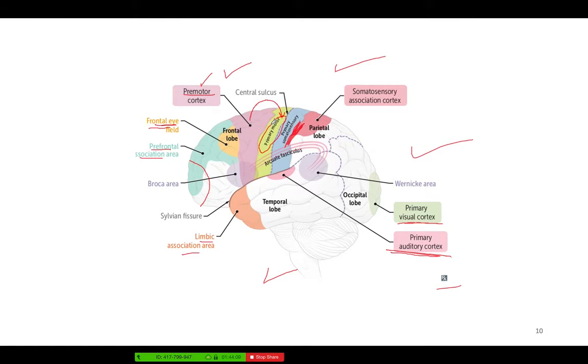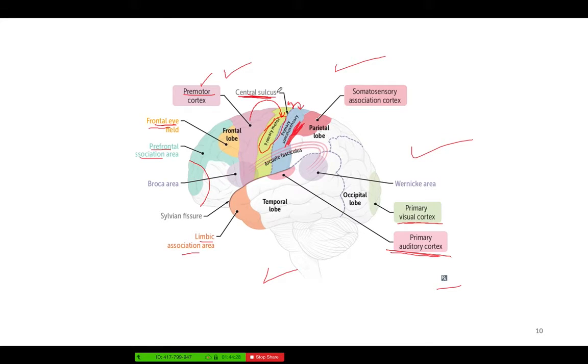Premotor cortex should be near the primary motor cortex. The central sulcus is a really great landmark. When you see the central sulcus, you know right next to it in front is our primary motor. Right next to it behind is our somatosensory cortex. Okay, so central sulcus is really something that you want to identify quickly when you get one of these types of questions.